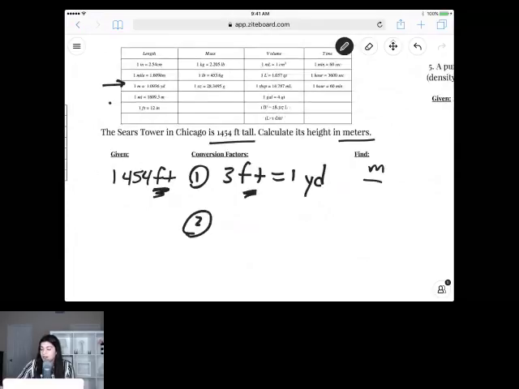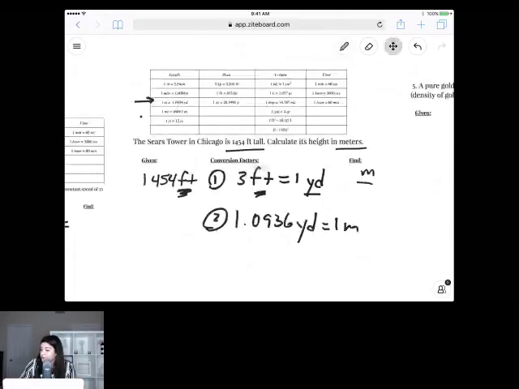So continuing on with this question, looking at the feet, going to yards, I'm going to use that 1.0936 yards is equal to 1 meter. And let me make this prettier. All right.